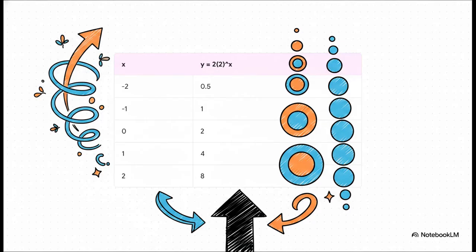Let's test this out with the function y equals 2 times 2 to the power of x. Try to calculate the y value in your head before I say it. Ready? If x is -2, y is 0.5. -1 gives us 1. 0 gives us 2. By the time x is 2, y is 8. Did you see how it perfectly doubled every single time? That, my friends, is exponential growth in action.